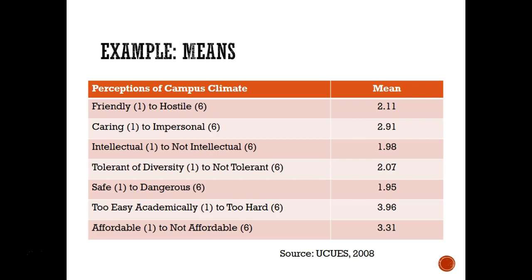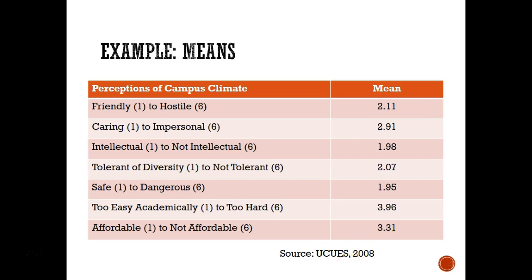A couple of the items that are higher, though, are too academically easy or too hard. The respondents to this particular item said they're more right about a 4, so a little bit above the middle of this range of response options. So it seems like this climate is pretty tough academically. You're getting up toward the higher end of this scale.